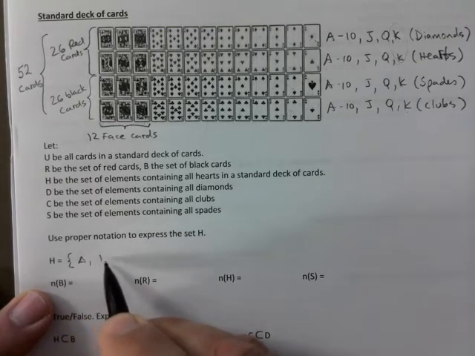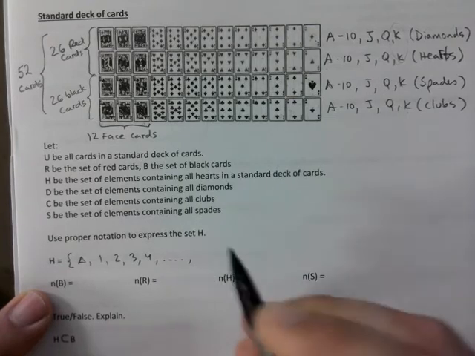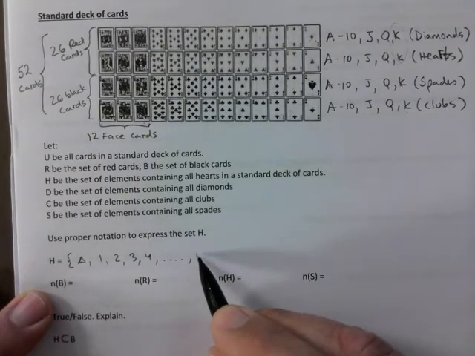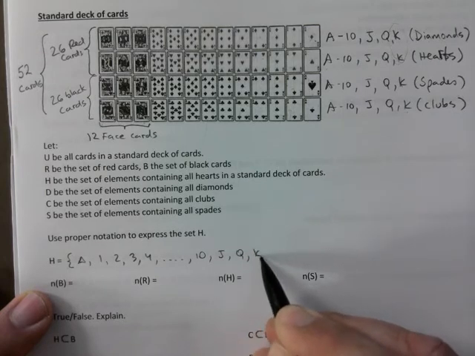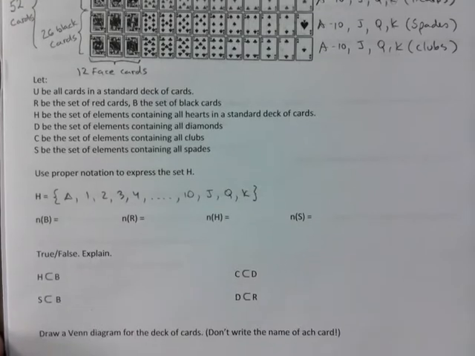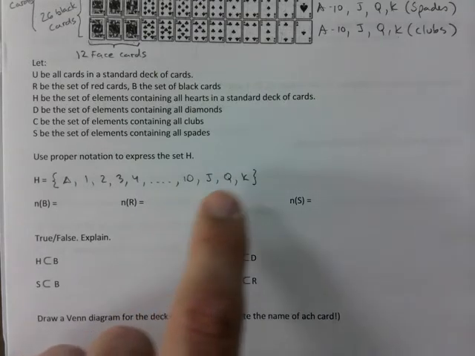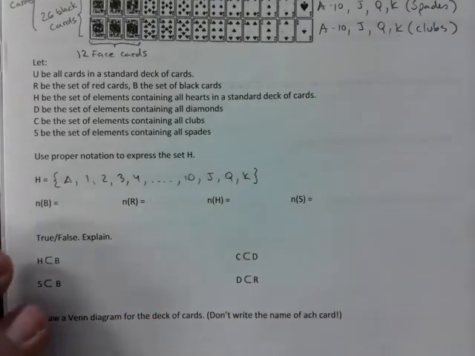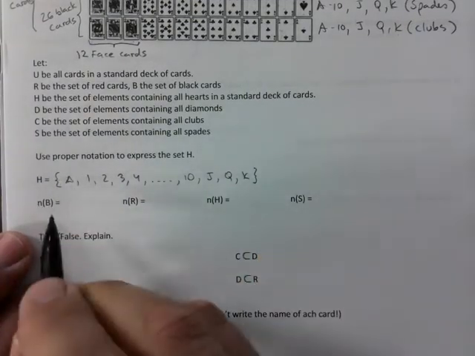Ace, 1, 2, 3, 4. I can do this. 10, Jack, Queen, King. So you're allowed to do the dot, dot, dot when the pattern has been established, right? You've established that it's going up by 1, and then you're stopping at Jack, Queen, King. And so this is proper notation using the squiggly brackets.